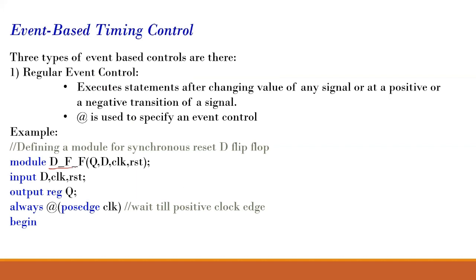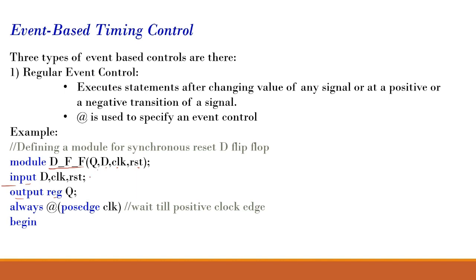This is the D flip-flop module, with Q, D, clock, and reset. D is my input. Clock is my input. Reset is my input to the module. It is given here. My output is a register with the value Q.